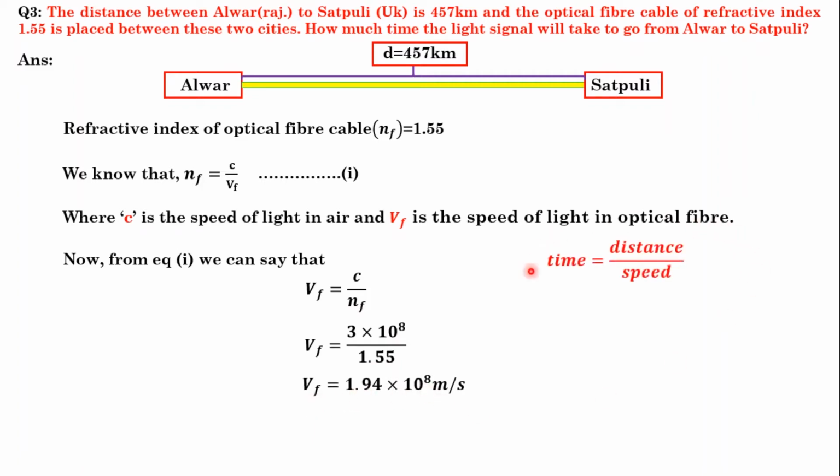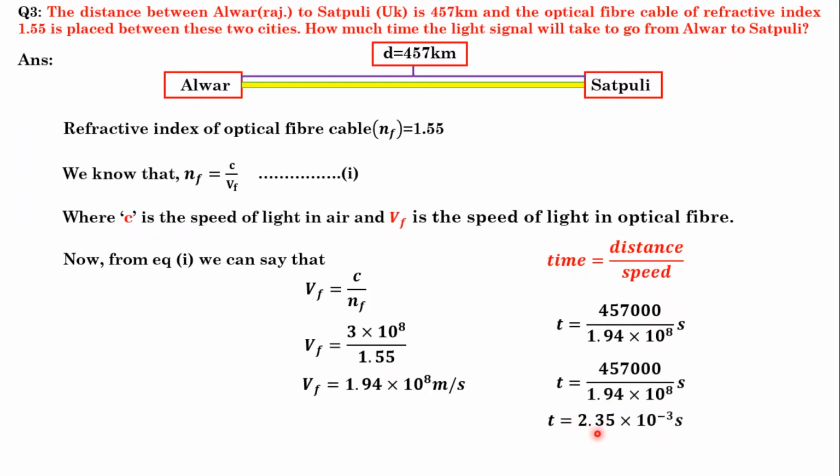Now from 9th class you know that time is equal to distance upon speed. So time is equal to distance, which is 457 kilometers. So we have to convert it into meters because we are dealing with meter per second. Okay. So this distance we have to convert into meters. So this is 457,000 meters divided by 1.94 into 10 to the power 8 meter per second. So meter to meter cancels and this will be in seconds. Okay. So the unit of time is also second. Now this is 2.35 into 10 to the power minus 3 second.